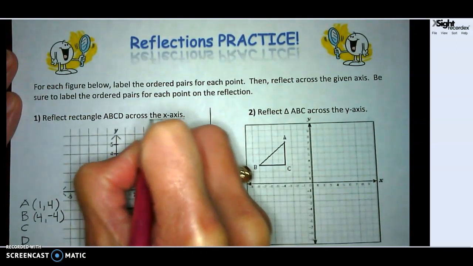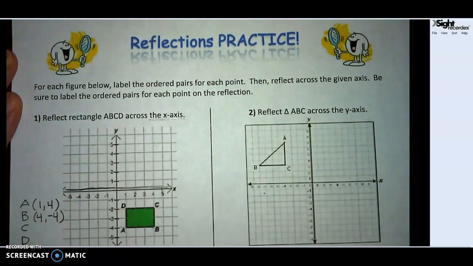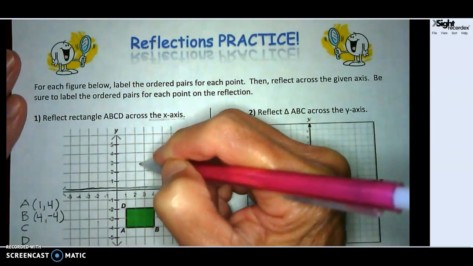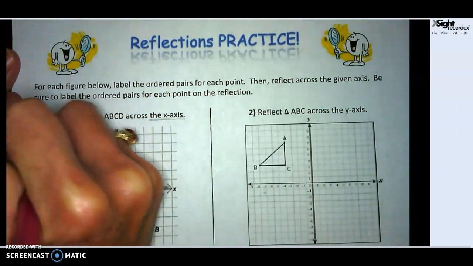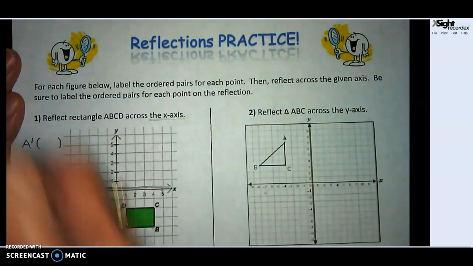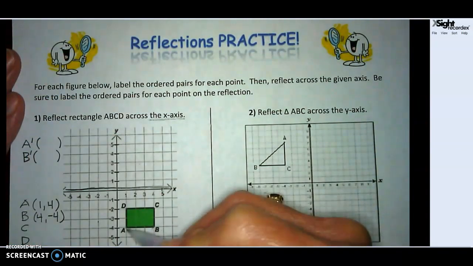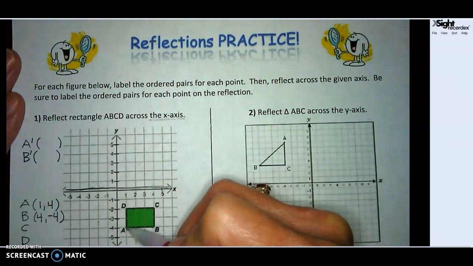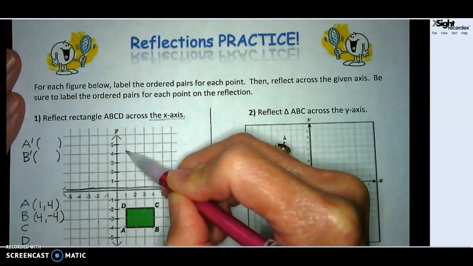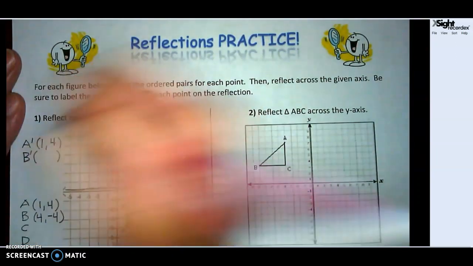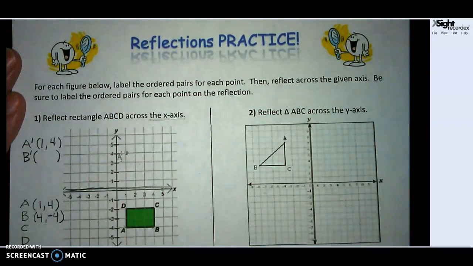If we reflect across the x-axis, it means that we have to go across the x line. So my rectangle is going to be in this box. I would write down on my page A prime with a set of parentheses for ordered pairs, B prime. Now I'm going to just do this first one with you. If I reflect point A across the x-axis, I'm going over 1 and up 4. 1, 4. And that is A prime. It has what looks like a little 1 above it.